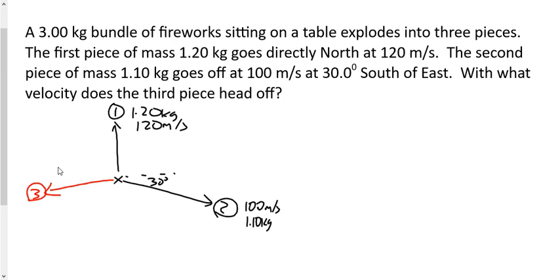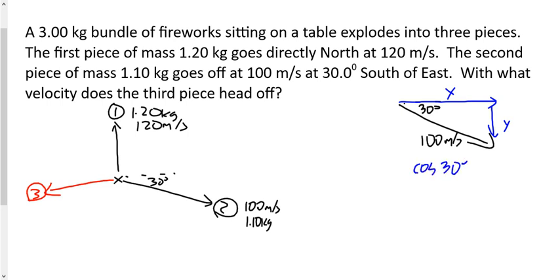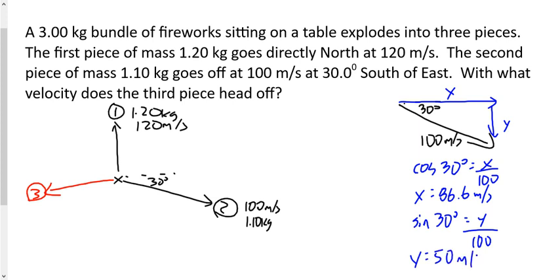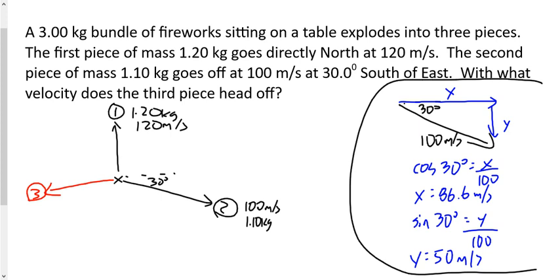Let's take it off to the side and get rid of it, turn it into an X and a Y. We've got 30 degrees and 100 meters per second. For the X component, because that's the adjacent side, cosine 30 degrees is adjacent over hypotenuse, so X is equal to 86.6 meters per second. Sine 30 degrees for the Y component is opposite over hypotenuse, and Y ends up being equal to 50 meters per second. So I've just resolved this funny angle of 30 degrees into an X and a Y.